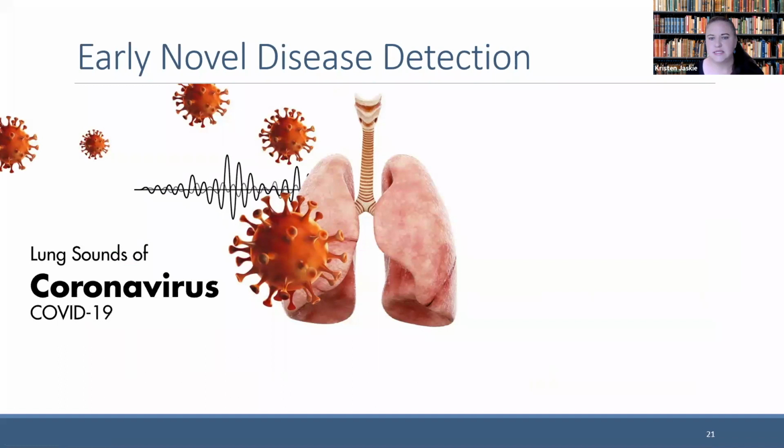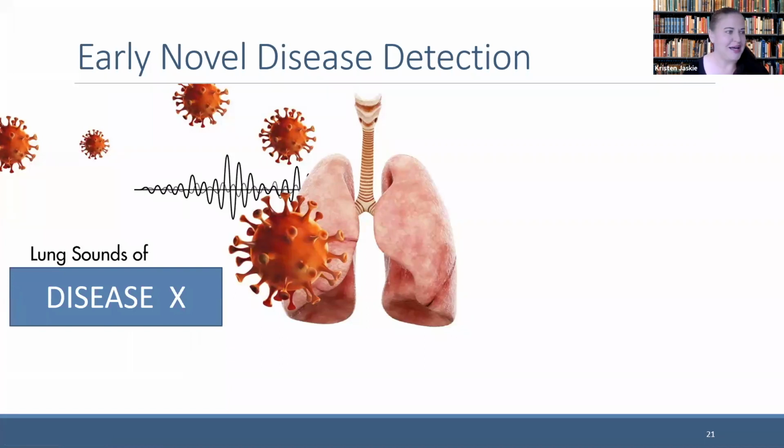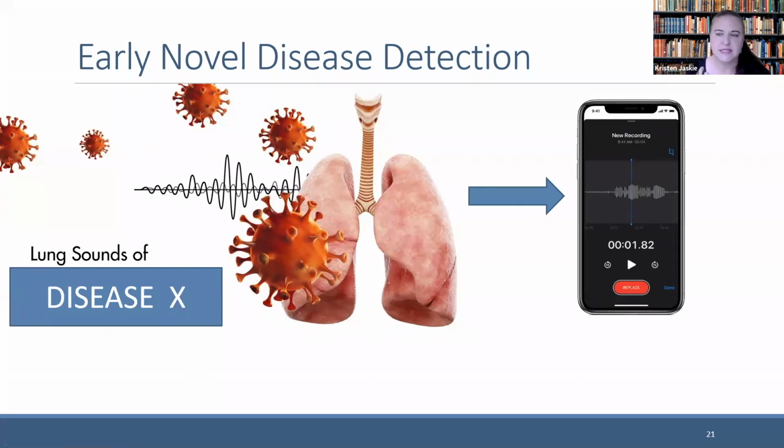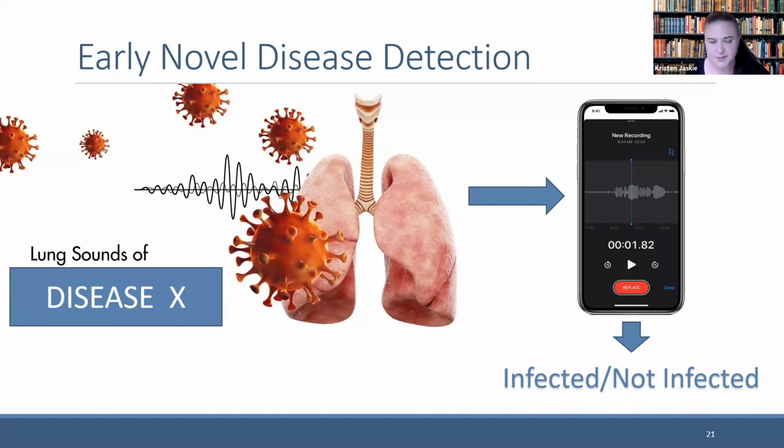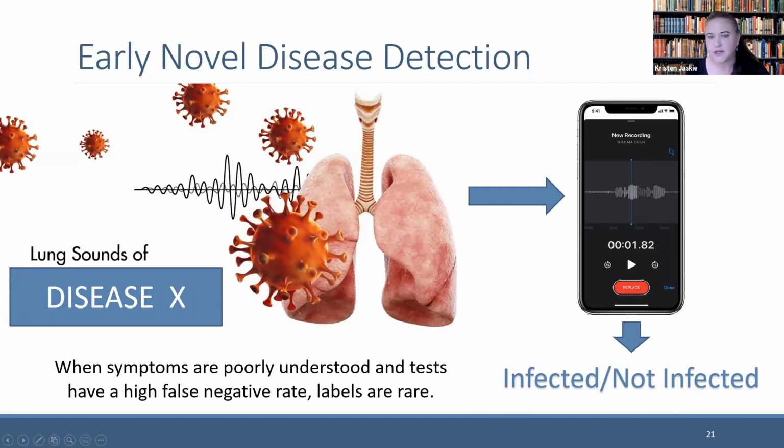Here's another example, early novel disease detection, because we don't know what that's like at all, right? So for example, lung sounds of disease X, such as we all experienced last year. We have found in recent months, there has been some work with the coronavirus where they have been able to construct apps that listen to a cough and are able to distinguish if somebody has COVID by the sound of their cough, if they are infected with COVID or not infected with COVID, because the sounds of the cough have unique characteristics. Now, where this is very useful for positive unlabeled learning is in a situation where symptoms are poorly understood, tests have a high false negative rate, and labels are rare. So this is particularly useful in a new and emerging disease.